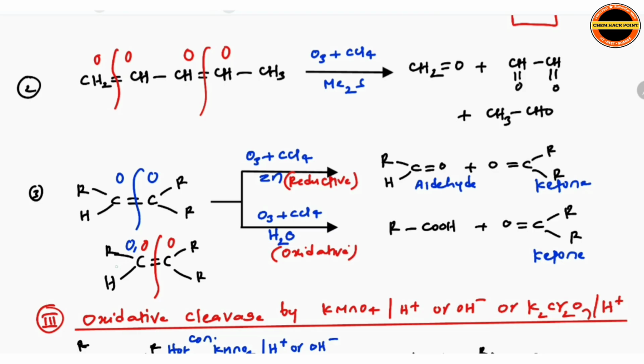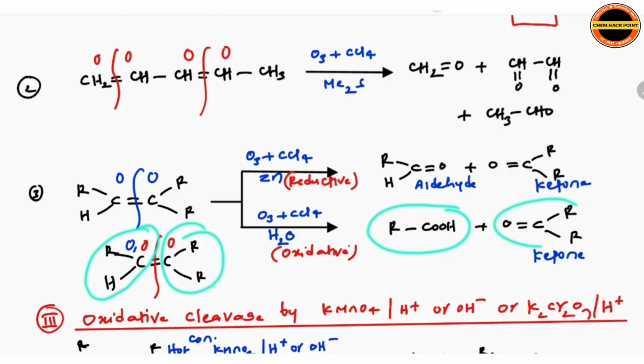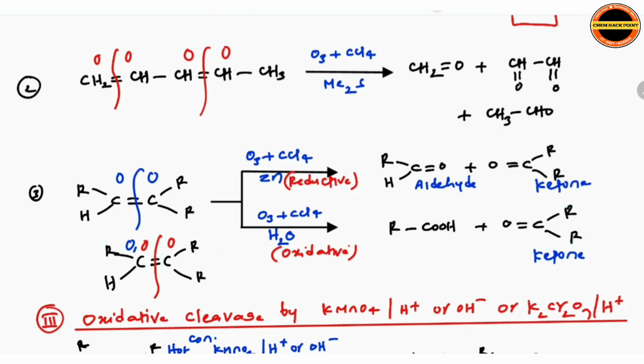Add oxygen atoms equal to the hydrogens connected to the double bonded carbon. Here any hydrogens? No. So as it is. So now what product will you get in oxidative ozonolysis? Here it is RCOOH, RCOOH, RCOOR, RCOR. That's all. Done. Simple reaction.